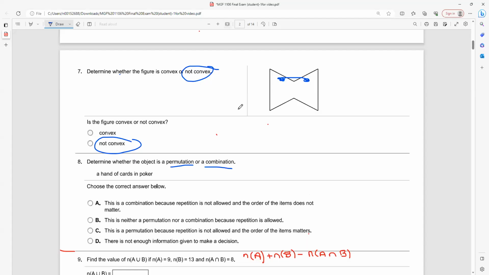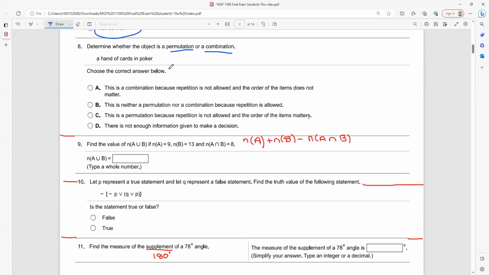All right, so in our problem, determining whether this is a permutation or combination, we have a hand of cards in poker. The hand of cards that you're dealt in poker would be a combination, because repetition is not allowed. Either you're going to have one card or the other. You and the other players won't have the same identical card. There's one card represented in each set. And order does not matter. So you would choose combination, letter A.